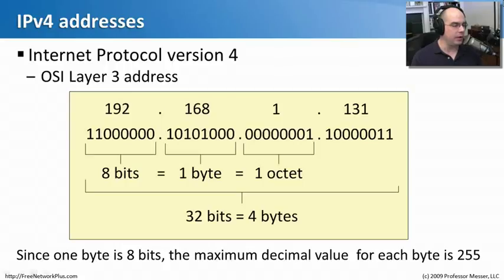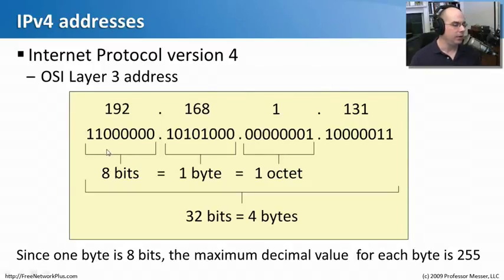Let's move up the stack one to the internet layer where we have IP addresses, and more specifically on this slide, the IP version 4 addresses. That's our Internet Protocol version 4. It's an OSI layer 3 address, and we usually see it abbreviated in this dotted decimal notation, 192.168.1.131. When we see it written that way, that's something us human beings can understand because it's decimal, there are periods, it's very well laid out.